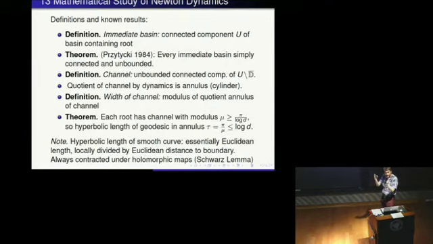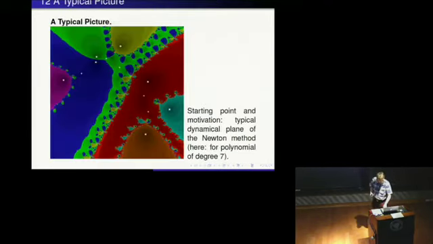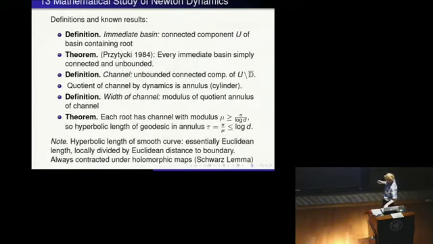We want to measure how wide the channel is. Obviously, a thick channel like this green one is better than a thin one for the circle of points around here. This one is easier to hit than this one. And for that, we need a measure of the width of the channel. And we measure it by the quotient of the channel by the dynamics.